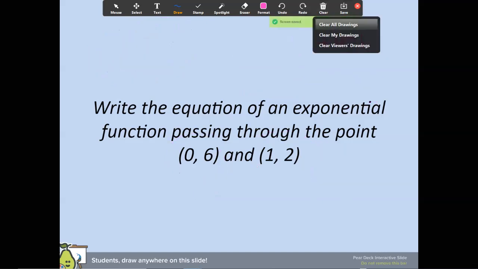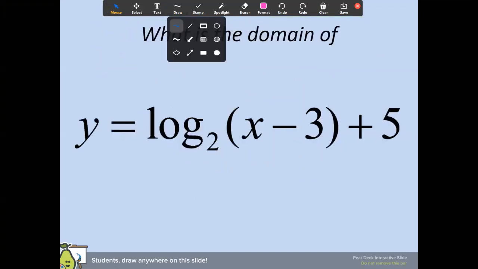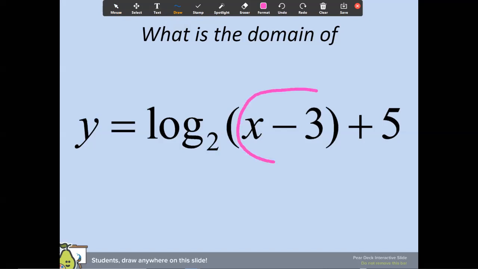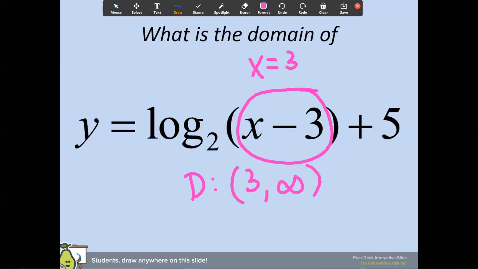Okay, next problem. So on this one, what is the domain of this? So really we care about where our asymptote is going to be. And for this graph, we're looking at this x minus 3. So x equals 3 is where my asymptote is going to be. So for my domain, this is going to be open bracket 3, because that's where my asymptote is, to infinity.